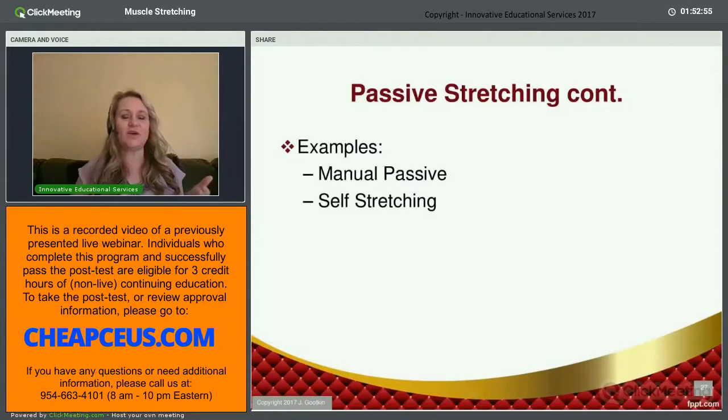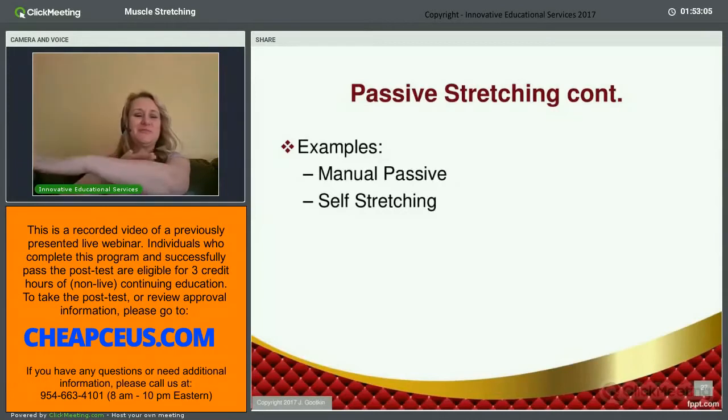Our first type of stretching that we discussed was our passive stretching. So this is your typical manual type of stretching. For example, I can show my arm here more easily. So let's say a patient has lateral epicondylitis. So we are going to stretch the wrist extensors. So manual, passive, or self-stretching would be either the therapist or the patient.